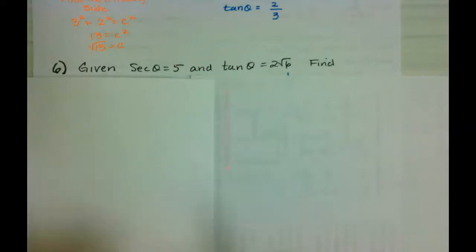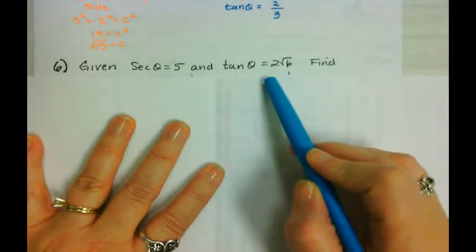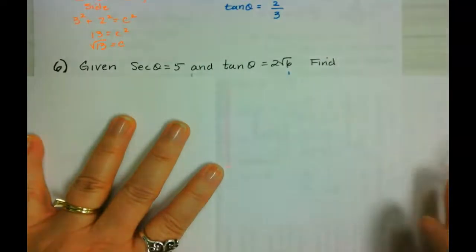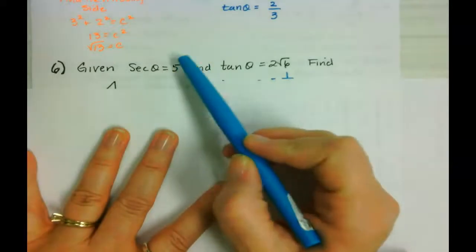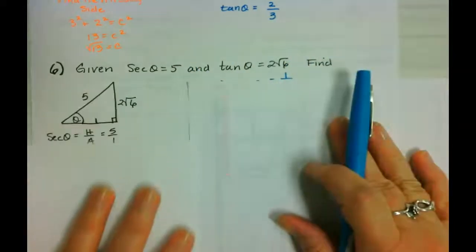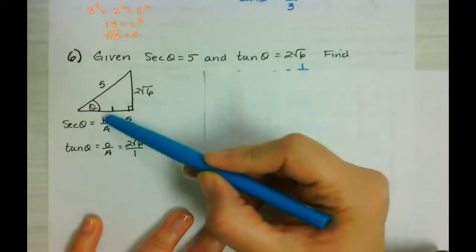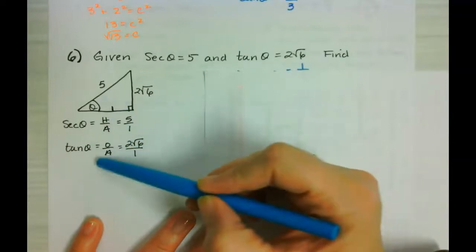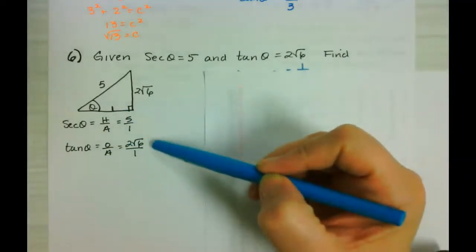In this case, you're given two ratios. So you're given secant of theta equals 5 and tangent of theta equals 2 root 6. So remember, those whole numbers can be turned into fractions by just putting a 1 underneath: 5 over 1 and 2 root 6 over 1. And we know that secant is hypotenuse over adjacent, and tangent is opposite over adjacent. So then I have 5 over 1, and I have 2 root 6 over 1.